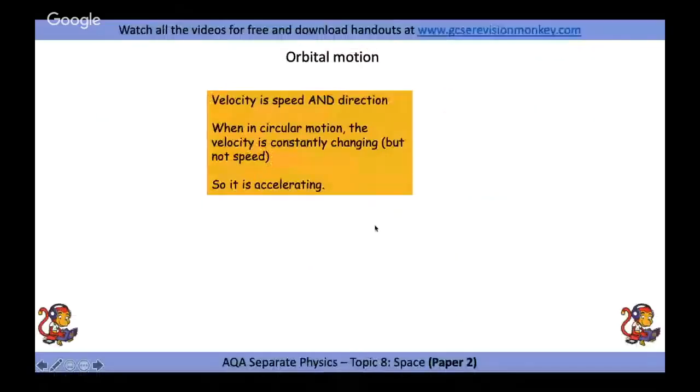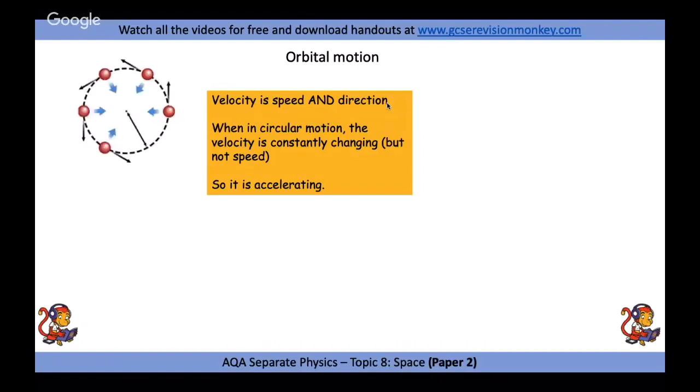Okay, orbital motion. So velocity is speed and direction. It is a vector quantity. And when in circular motion, the velocity is constantly changing, but not the speed. So it's accelerating, because acceleration is a changing velocity. So we can see our object going around here.